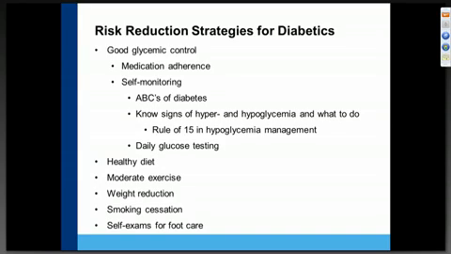Knowing what to do in the event of hypoglycemia. One of the things is the rule of 15, and I was doing some sessions with the nurses in my organization a couple of months ago, just kind of small groups looking at what we're doing great in terms of reducing hospitalization and what we're sometimes missing.